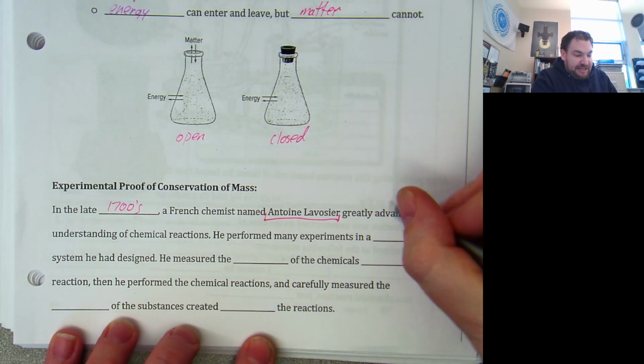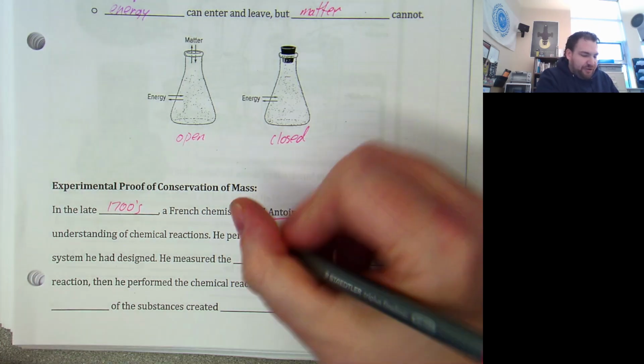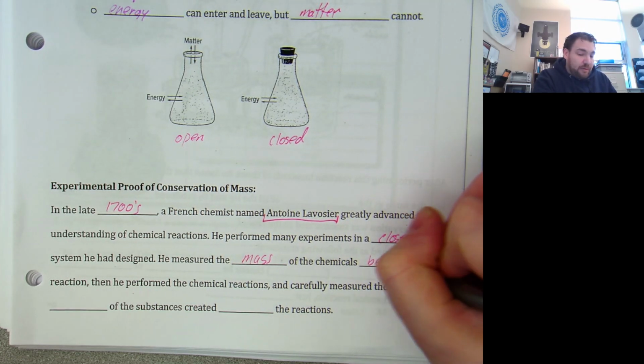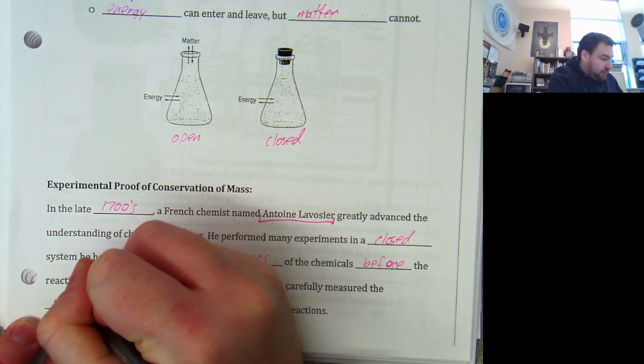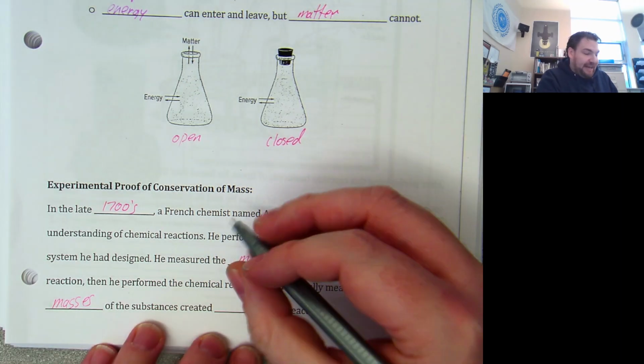He performed many experiments in a closed system that he had designed, in which he measured the mass of the chemicals before. And in the reaction we're going to talk about, it was one chemical. He took one chemical, he put it in a closed system, and he heated it up. That's all he did. He was able to measure the mass of the chemical beforehand. He performed the reaction and then measured the mass, or the masses, of the substances. There were two substances created after the reaction.